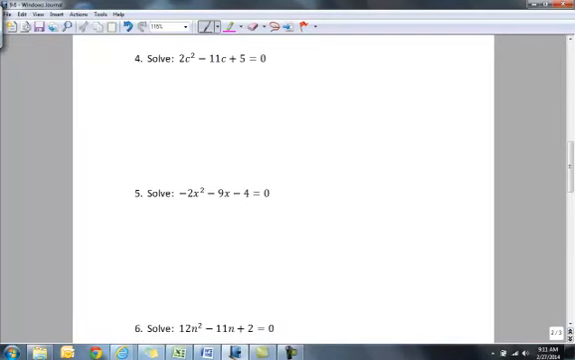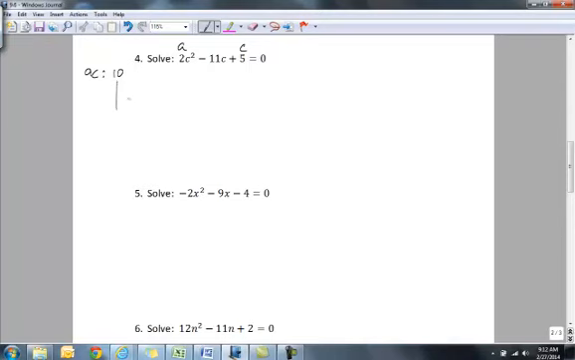So let's see here. If we solve something like this, we've got 3 terms, a trinomial, and notice the a is not 1. So we're going to have to use this split the middle method. AC is what we do first. So AC would be 2 times 5, and that's 10.